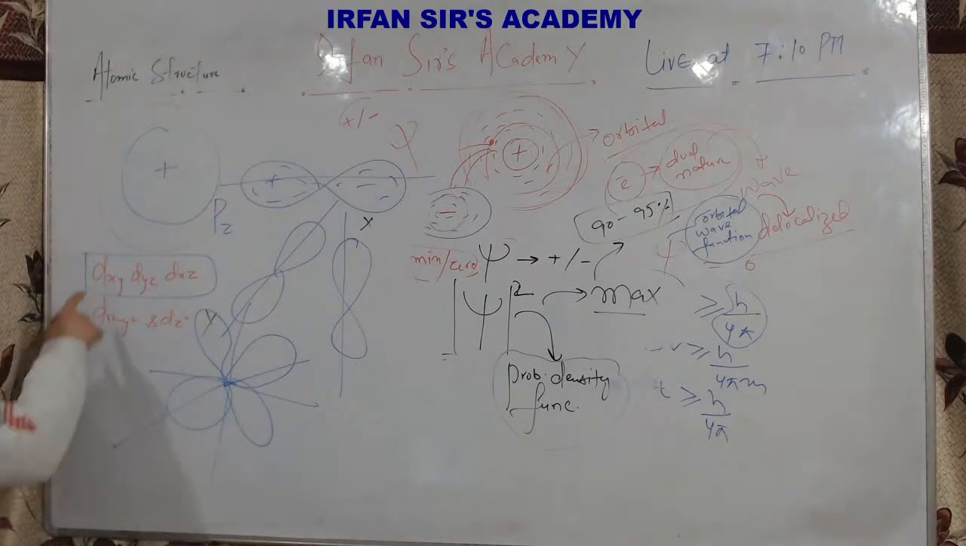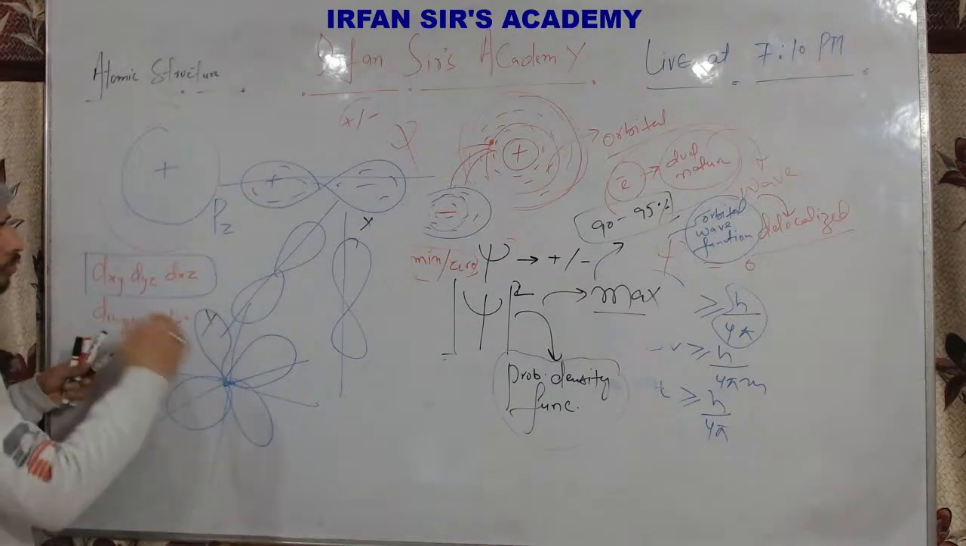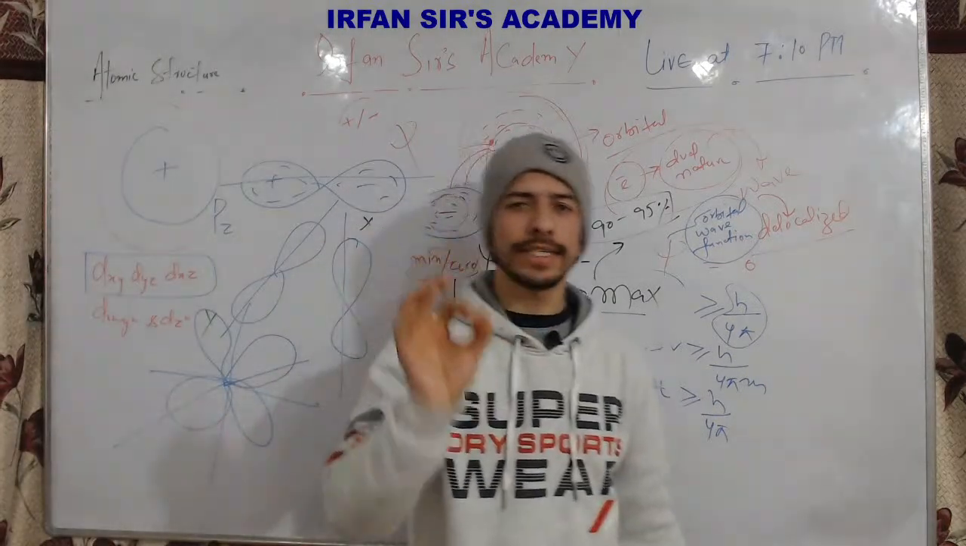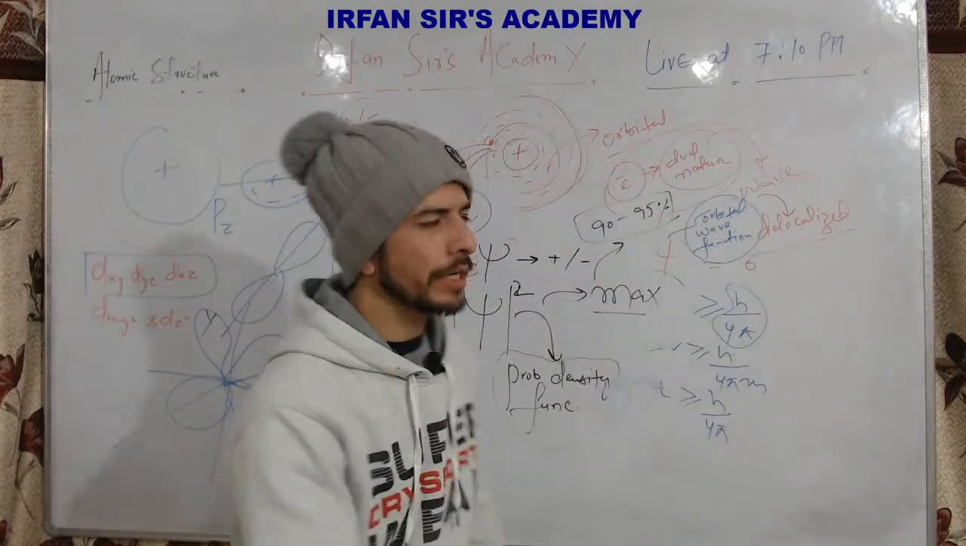Double shape. Sir, what is dxy? It means this orbital, the loops are between the x and y axis. What is dyz? The loops are between the y and z axis. What is dxz? The loops are between the x and z axis.